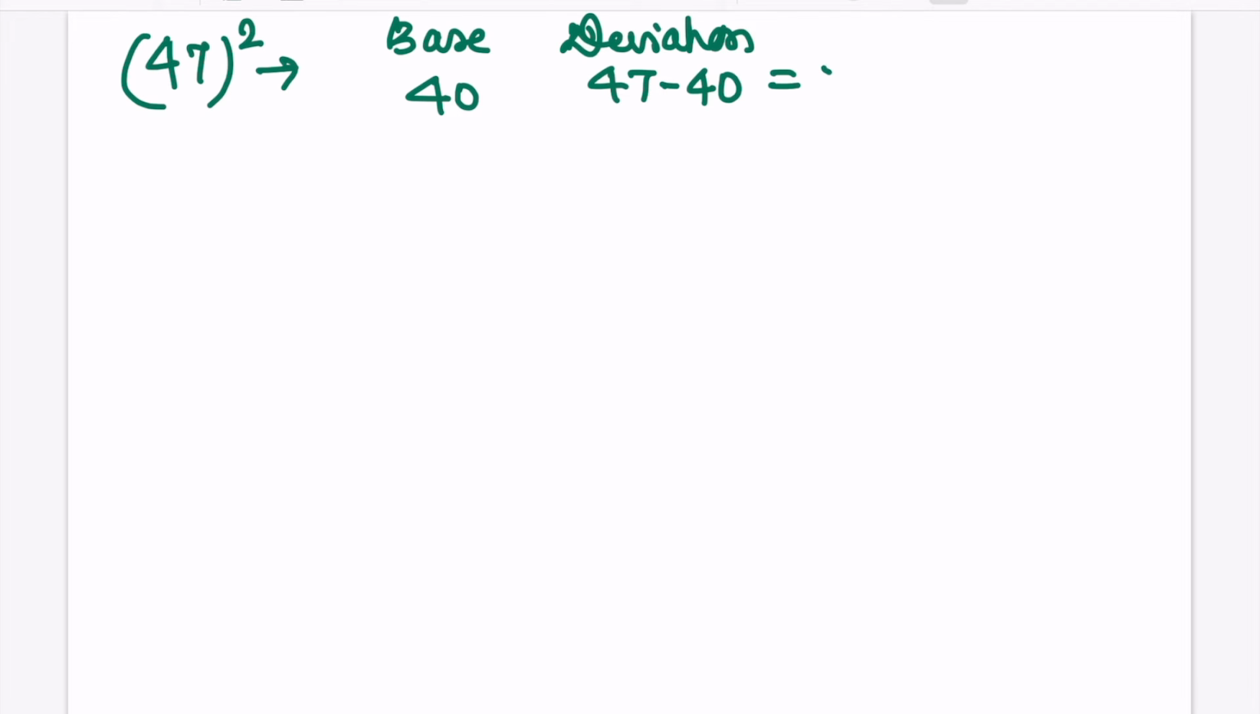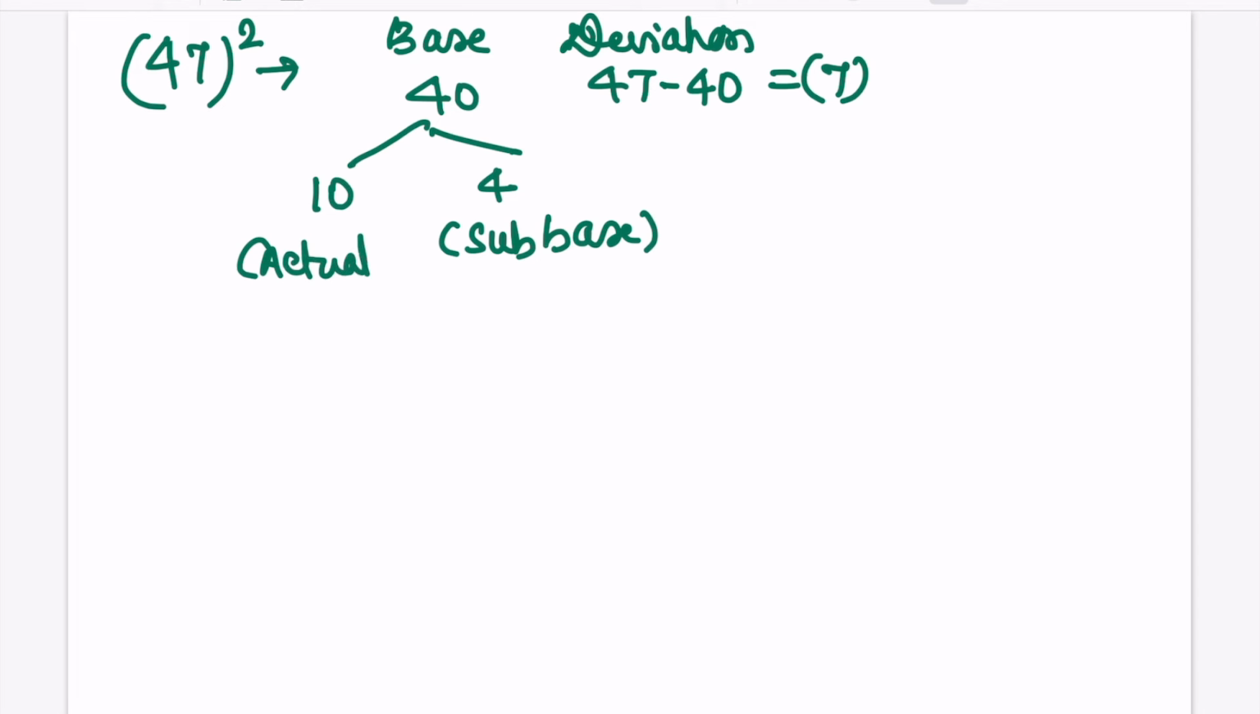Now we have to write the base and the deviation. Here the base is 40 and deviation is equal to 47 minus 40, which is equal to 7. Now actually we will break into actual base and sub base. This is sub base and this is actual base, because 10 into 4 will give me 40 and the deviation comes out to be 7.